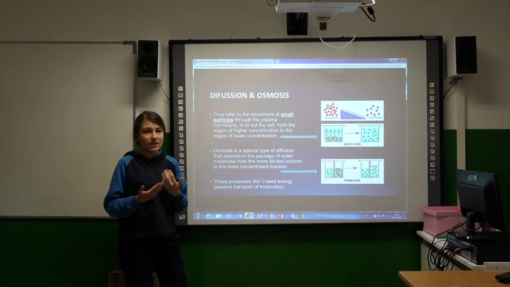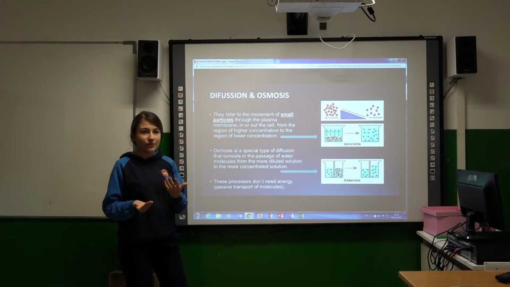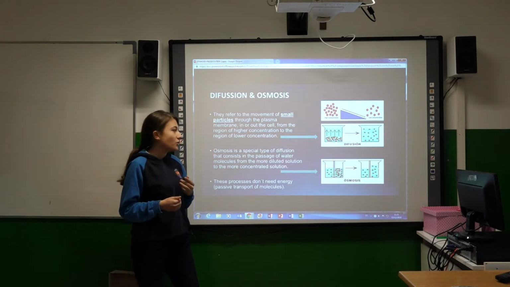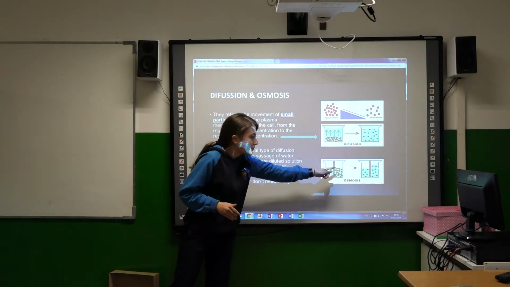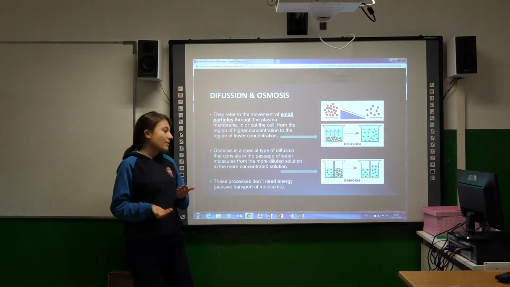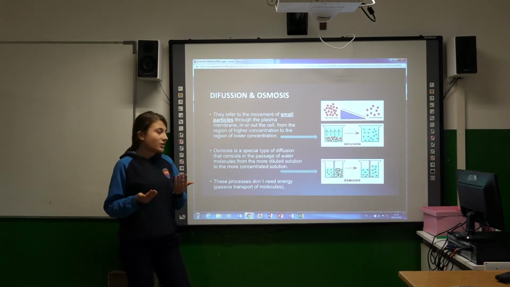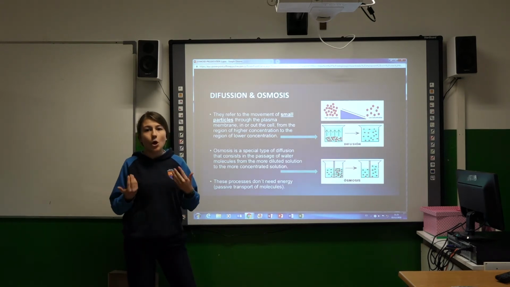However, osmosis is a special type of diffusion that consists of the passage of water molecules from the more diluted to the more concentrated, and we need a plasma membrane. These processes don't need energy, they are passive transport of molecules.